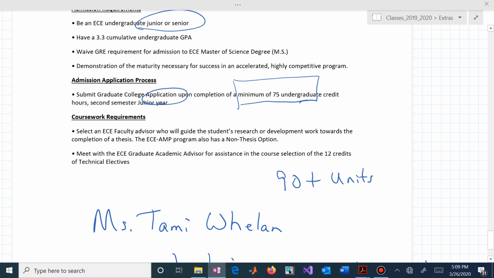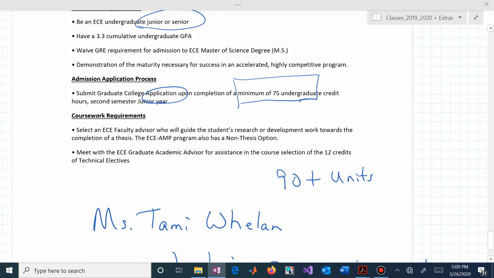So that is when you apply, when you have 75 or more units. You can actually start taking classes towards your AMP once you are officially a senior, and you're officially a senior when you have 90 plus units. So once you have 90 plus units, that's when you can start taking these classes at the graduate level.